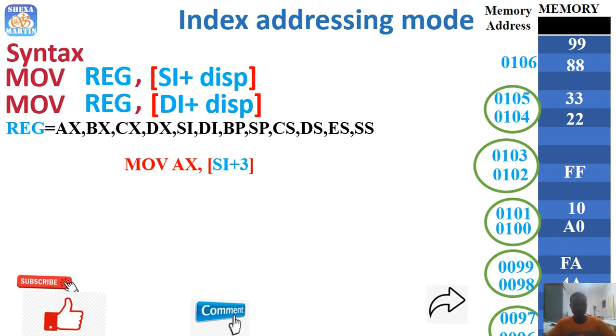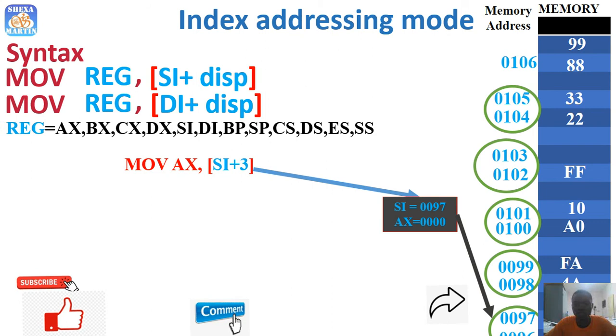I'm just reading the instruction itself. We are moving into register AX a value that is residing in the address that is within SI plus three steps from the starting address, which is in SI. So here is what happens. SI has got 0097, right? And 0097 is this one. So this is the address, but we want to move three more steps in the positive direction. So one step, two steps, and then we get the third step. Now we are done moving three steps, and then we take the value that is at that address. So that's index addressing mode.